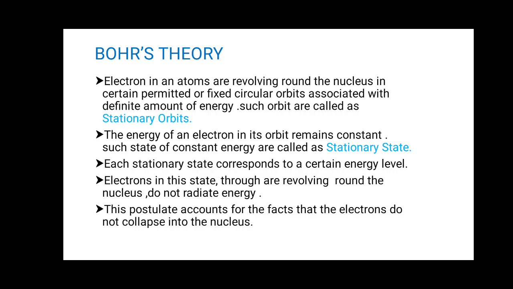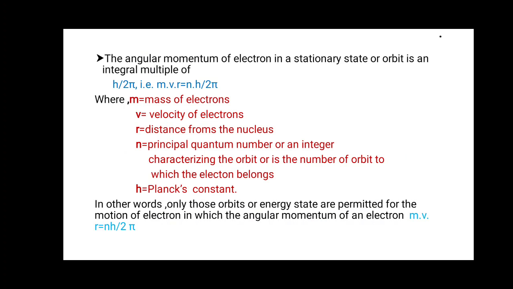The energy of an electron in its orbit remains constant. Such a state of constant energy is called a stationary state. Each stationary state corresponds to a certain energy level, meaning different stationary states have different energies. An electron in this state, though revolving around the nucleus, does not radiate energy. This postulate accounts for the fact that the electron does not collapse into the nucleus.